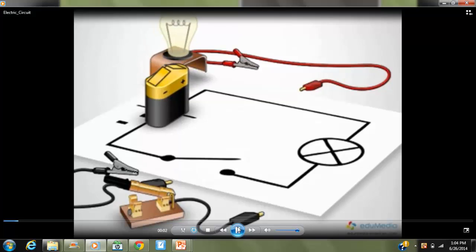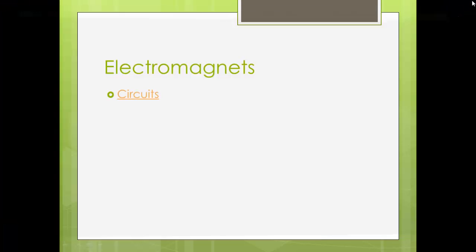An electrical circuit. So there's the summary of more in detail of what I told you about circuits. Fill in your notes completely, and we will be experimenting with all of these things in class.